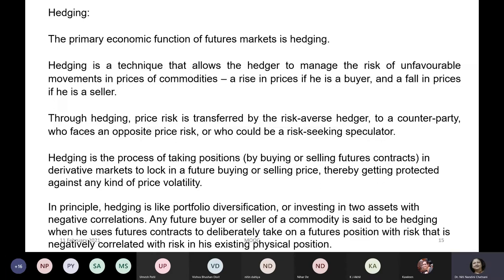So in hedging, all you do is you take a position in the derivative or futures market by buying or selling a futures contract, and so locking in your buying or selling price, and therefore protecting yourself against any kind of price volatility. So it's very simple, actually.